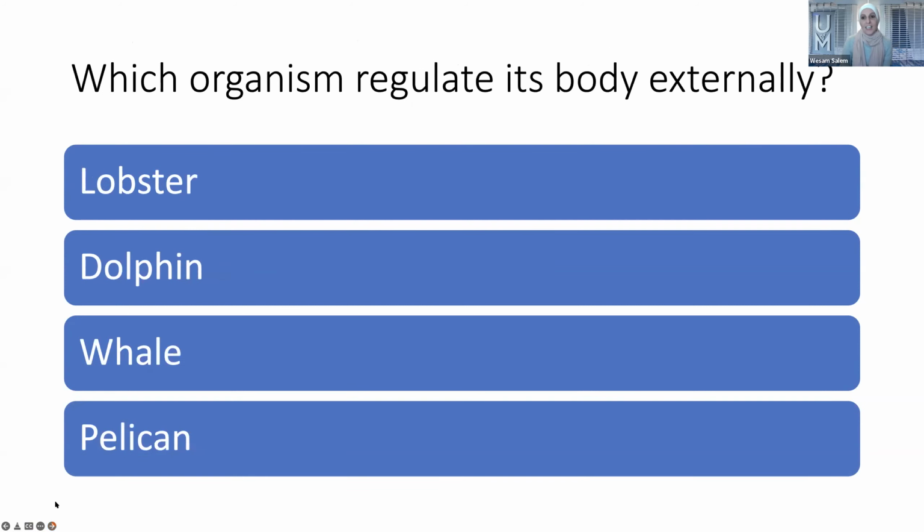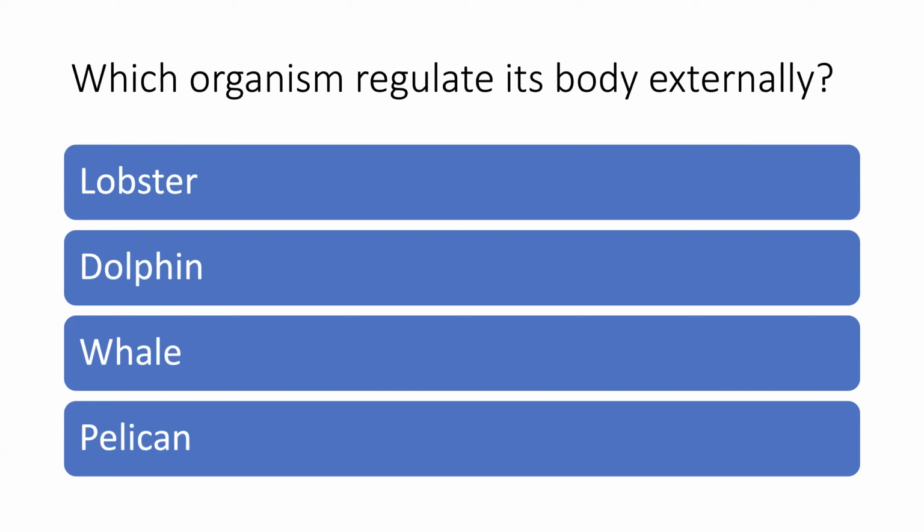Very good. All right. This was a little bit of a tricky question to me as well, because which organism regulates its body temperature externally? And we all have to regulate the temperature of our bodies. But based on what you have in front of you, how would you tackle this question and come up with the answer closest to being the correct one? Who would like to share?